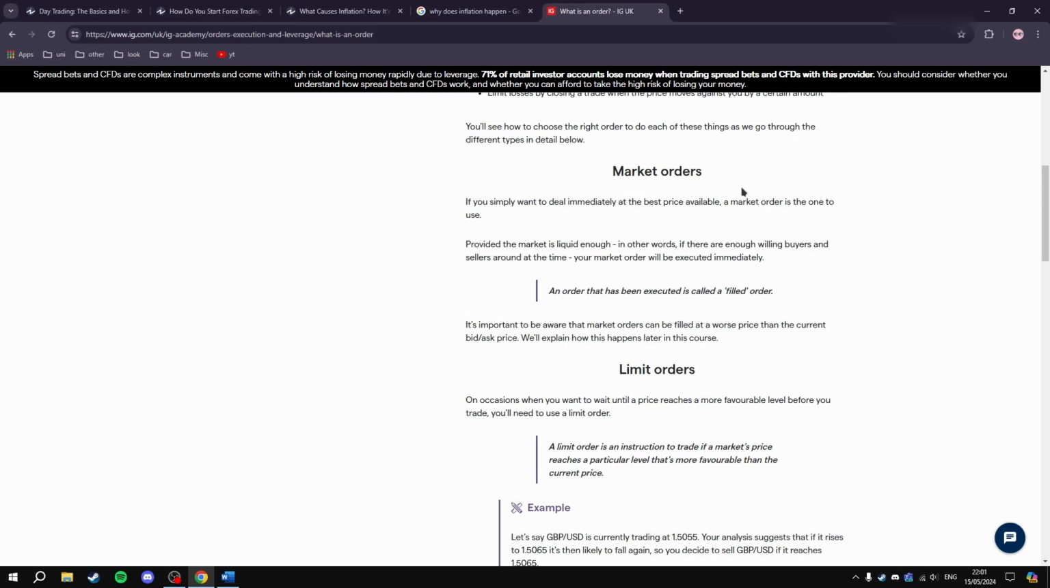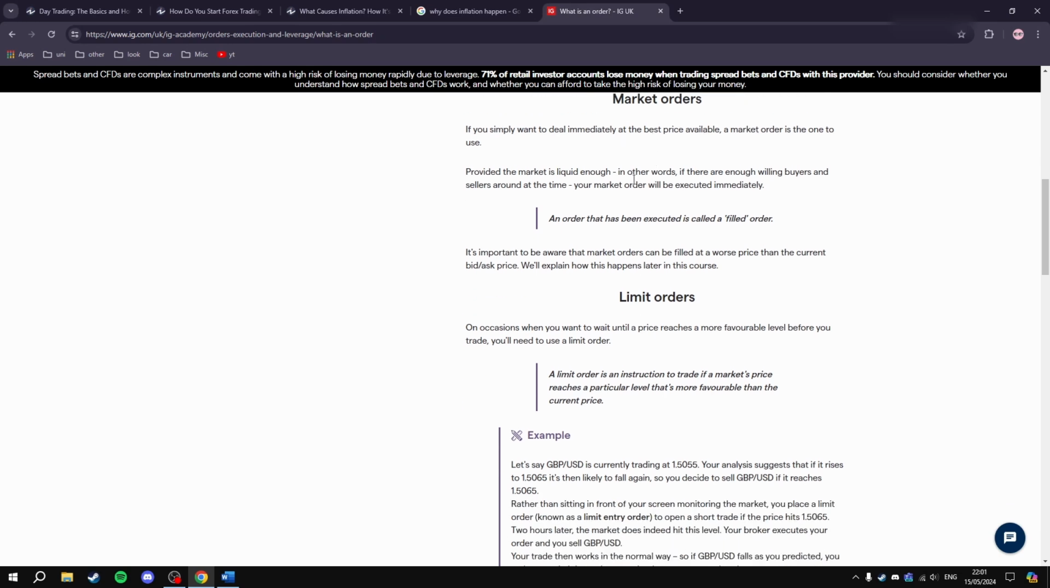So market orders are if you want to just basically do a trade immediately at the best price available. A market order is the one to go. If the market is liquid enough, your market order will be executed immediately. It's important to be aware that market orders can be filled at a worse price than the current bid-ask price.